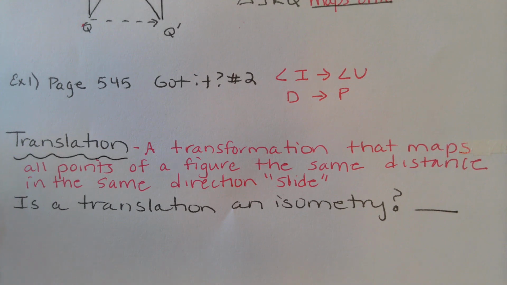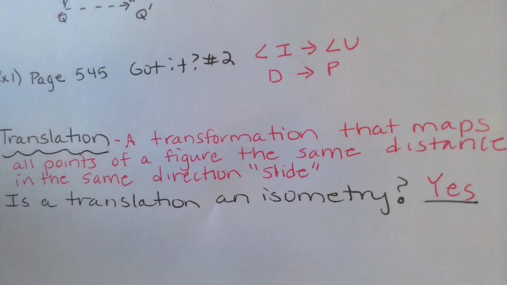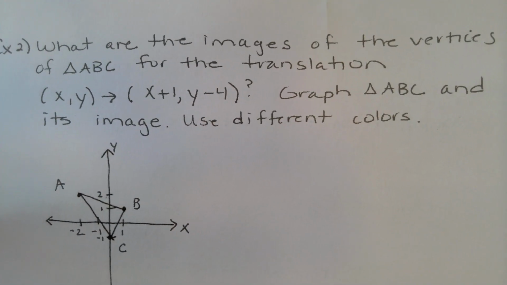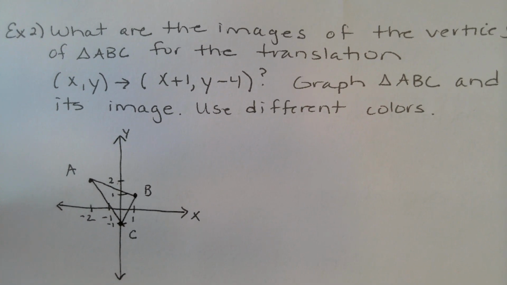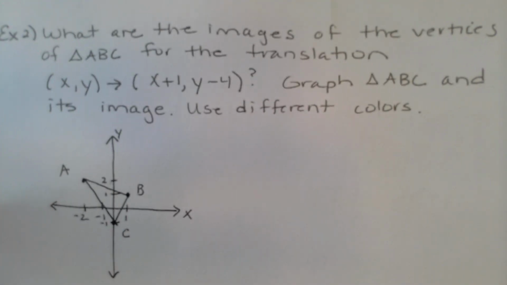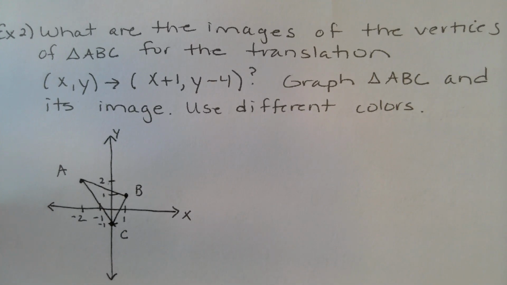So is a translation an isometry? And the answer is yes. Turn the page and we will take a look at one. What are the images? So I'm just making sure we're all clear here. What are the images of the vertices of triangle ABC for the translation here?